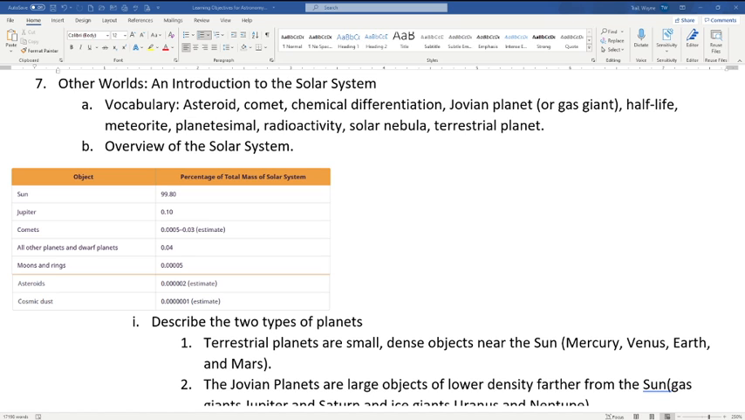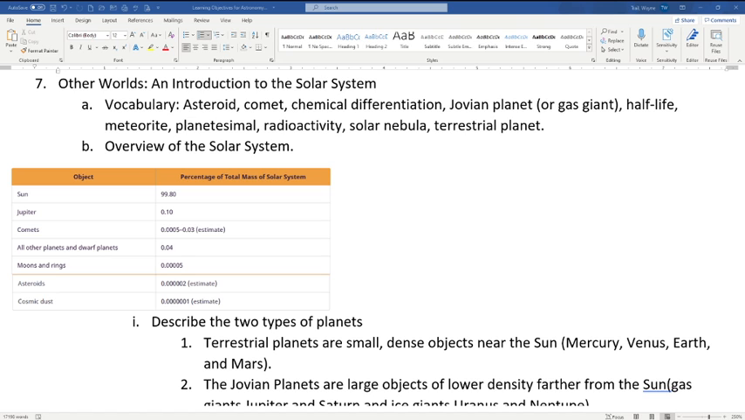All the other planets and dwarf planets add up to about 0.04%. And then moons and rings, I can't even count that many zeros, 4 zeros and a 5, asteroids and cosmic dust. So you can see primarily the mass is in the sun, and of what's left, Jupiter is about half of what's left. Okay, so let's go on here.